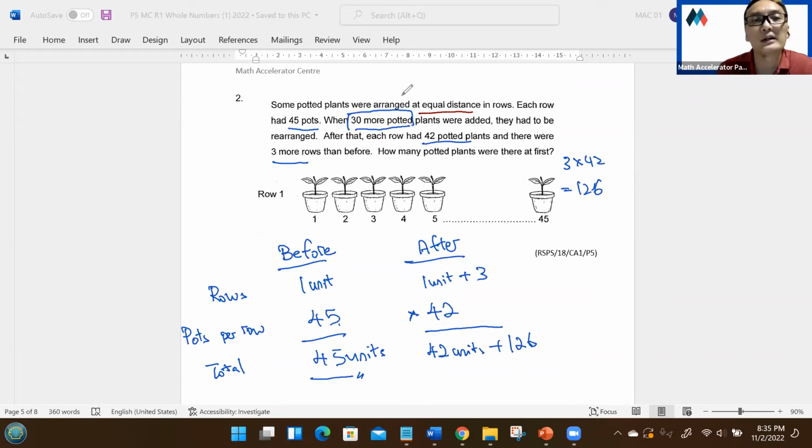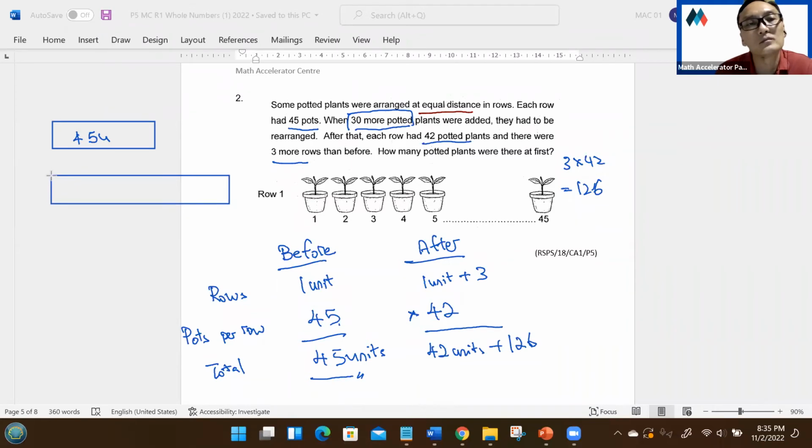So from here, let's try this equation. Before we have 45 units, right? Let's put 45U. And later on, after we added 30 more pots, now we have 42 units and 126. Right? So this is the model. Once I draw this model, it should be very clear to you. Okay, let me add some information inside. So I like to do this.